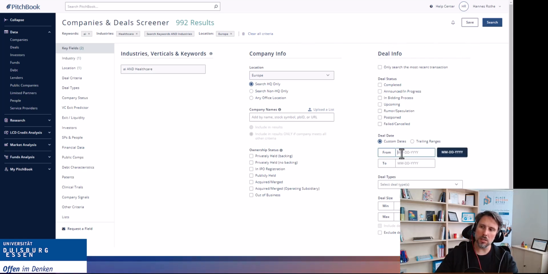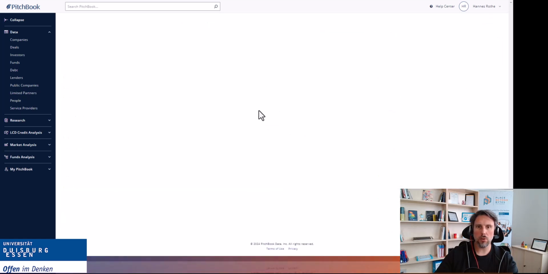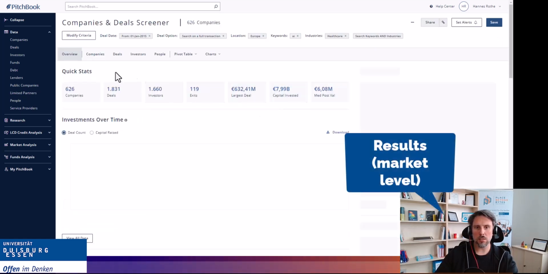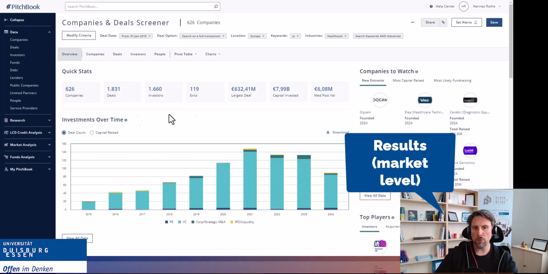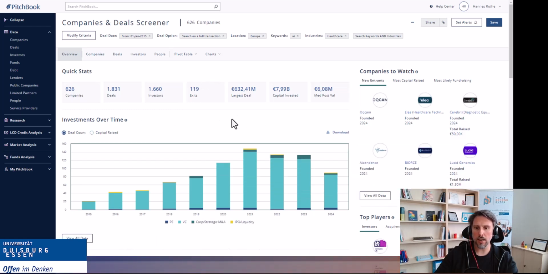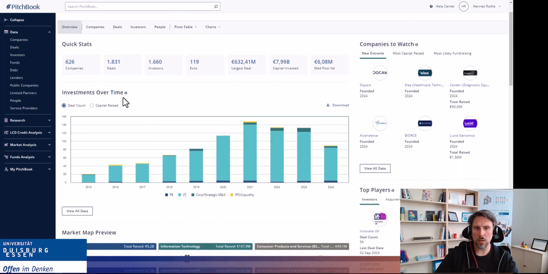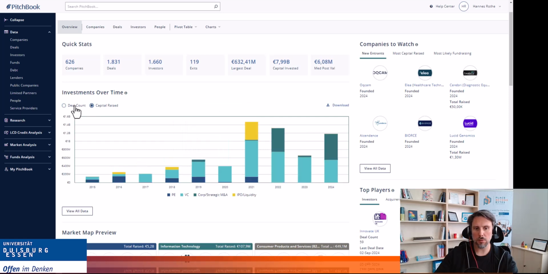Maybe we are also interested in startups, so younger companies. We can say, please take me only to those that came after 2015. Now we go to search. Pitchbook first provides you an overview of all the different companies that we've just selected. It gives you a little bit of investment over time, so how much was invested into that domain, in the number of deals or in the capital that was raised.